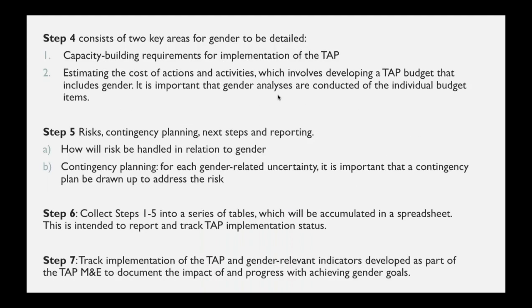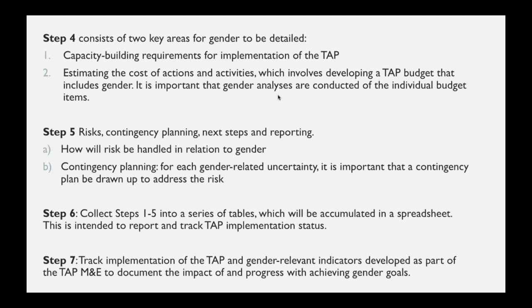And quickly following on with step 4, there are really 2 key areas for gender that need to be detailed. The first one is the ever important capacity building requirements for implementation of the TAP in country, as well as an estimation of the cost of the actions and activities, including gender-sensitive budget lines to make sure that objectives will be achieved. Then step number 5 is risks, contingency planning, next steps and reporting.